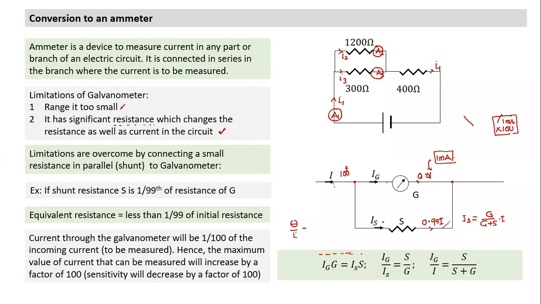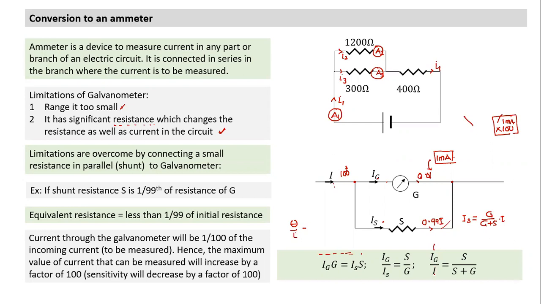This equation can be written in three different forms. I can write Ig by Is is equal to S by G, since this current is small and this current is large, hence this resistance is small and this is large. And if I apply the fraction rule, adding numerator to denominator on this side as well as this side, Ig by I becomes S by S plus G. What does I indicate here? The current which is being measured. And what is Ig? This is the current in the galvanometer.